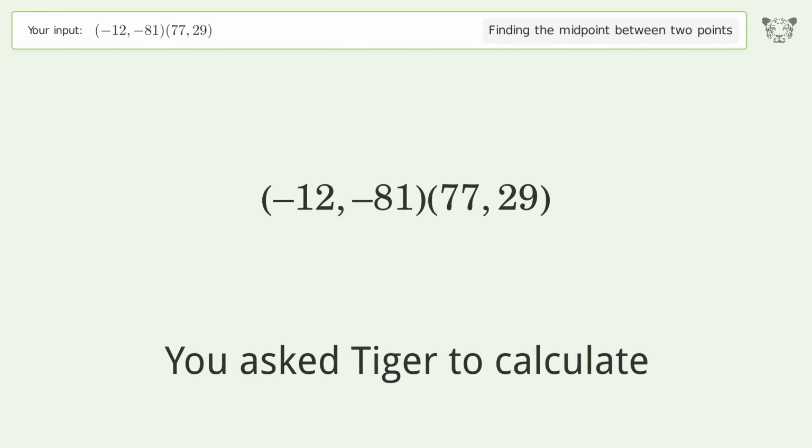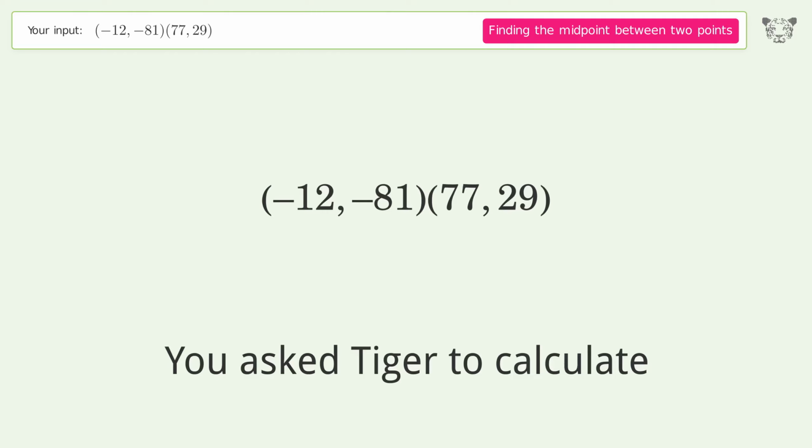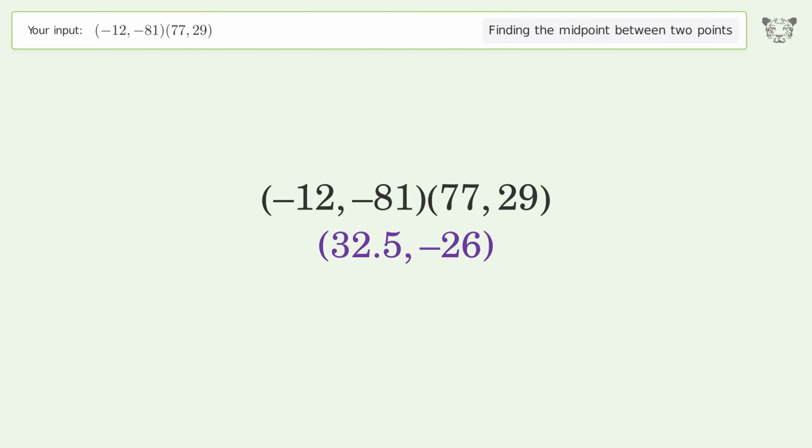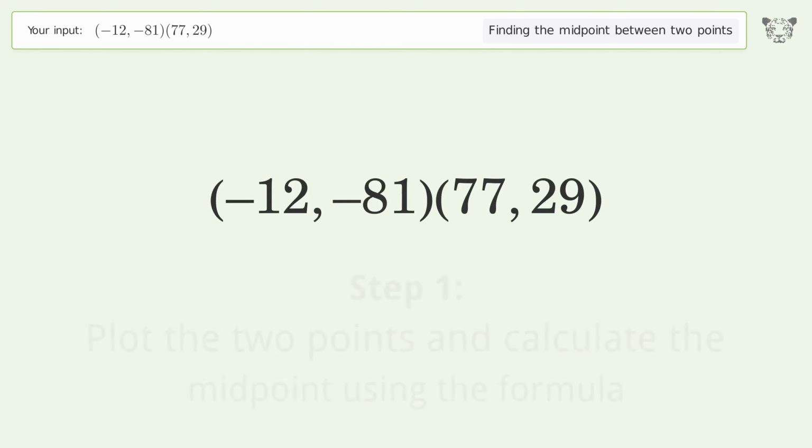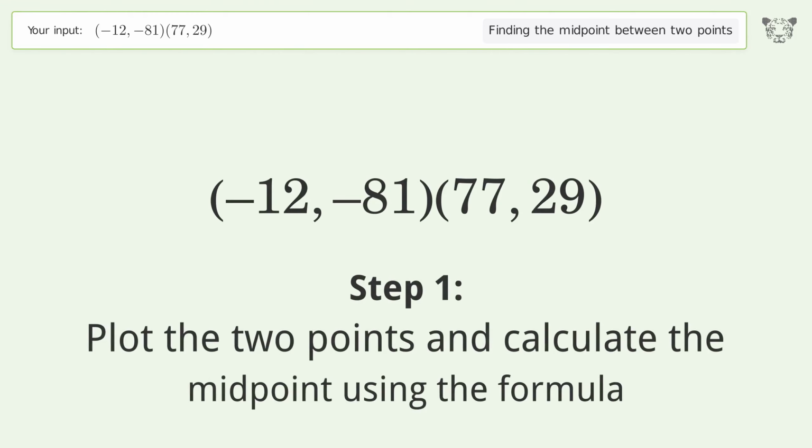You ask Tiger to calculate. This deals with finding the midpoint between 2 points. The midpoint between the 2 points is 32.5, negative 26. Let's solve it step by step. Plot the 2 points and calculate the midpoint using the formula.